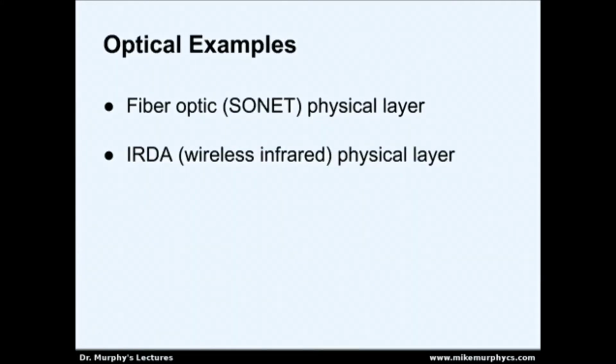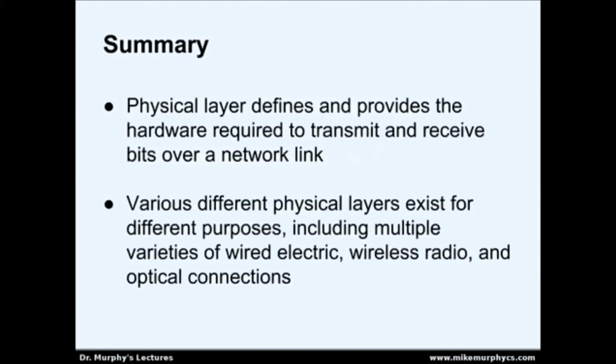Fiber optic also has specifications. For example, wide area fiber optic systems or SONET rings have their specifications, and even the combination of optics and wireless, with the infrared light based wireless devices, wireless infrared or IrDA, has a physical layer specification. So we have these specifications for all of these different types of physical layers, but all of them share a common purpose, and that is that the physical layer itself, conceptually as part of the OSI model, defines and provides the hardware required to transmit and receive bits over a network link.